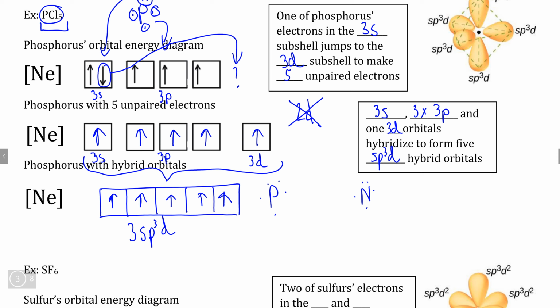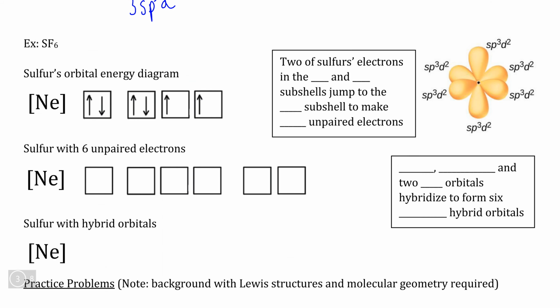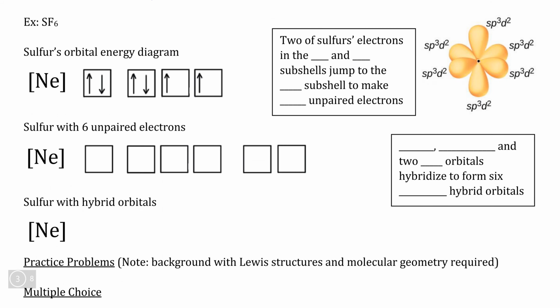And for that reason, it is impossible for nitrogen to end up with 5 unpaired electrons, because there is nowhere that its paired electron can jump to, and for that reason, we can only start seeing expanded valence shells at energy level 3. If we take a look at a second exemplar compound, that compound is sulfur hexafluoride, which is again sulfur bonded to 6 fluorine atoms.